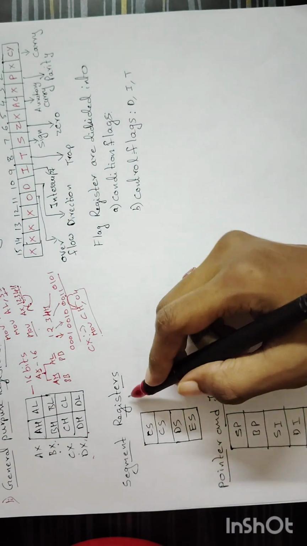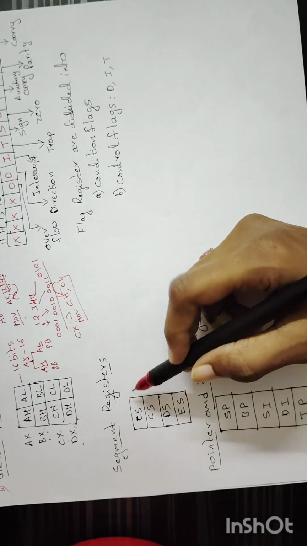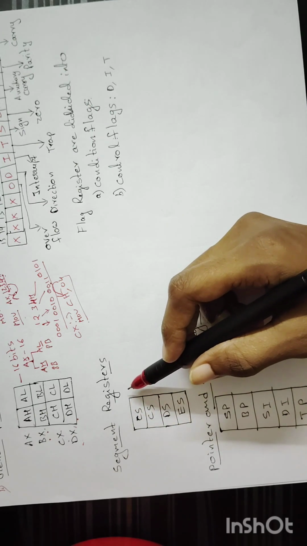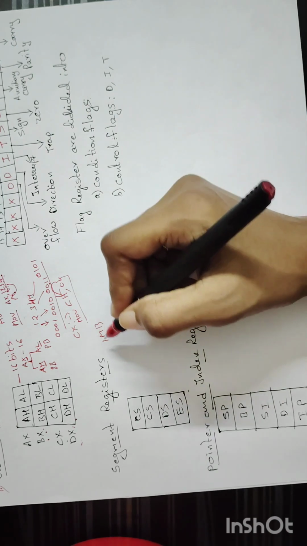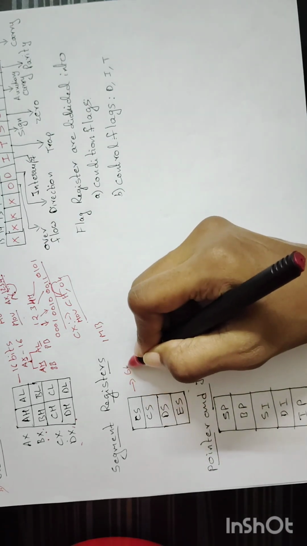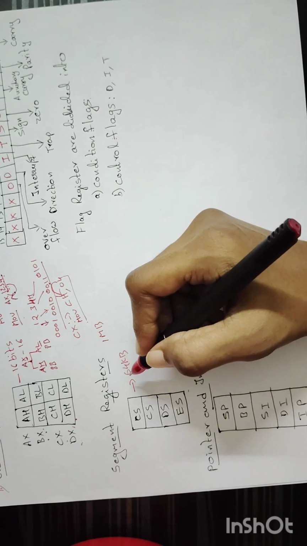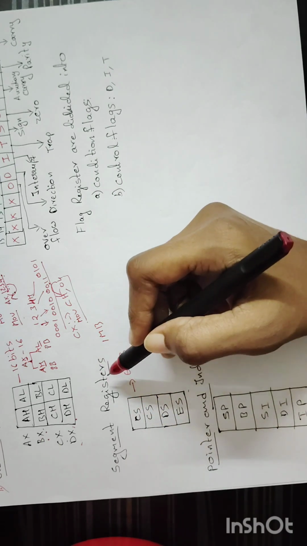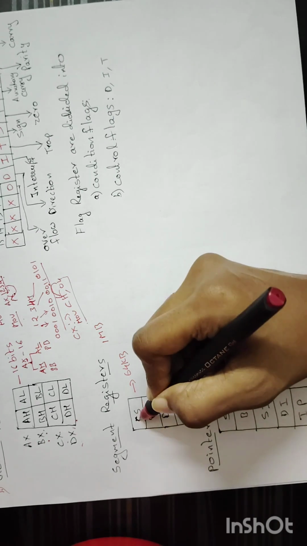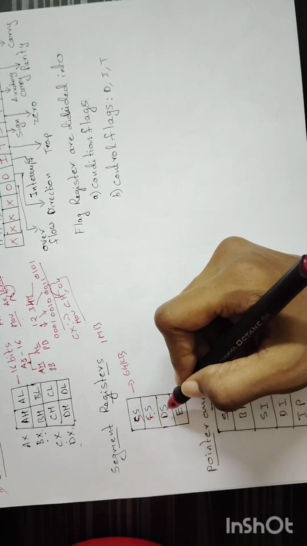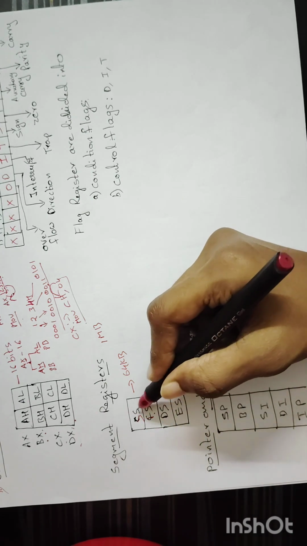The next one is segment registers. Here all the segment registers together address 1 megabyte of memory, whereas each segment is of 64 kilobytes of memory. The different segment registers are code segment, stack segment, data segment, and extra segment. So all these are the different segments.